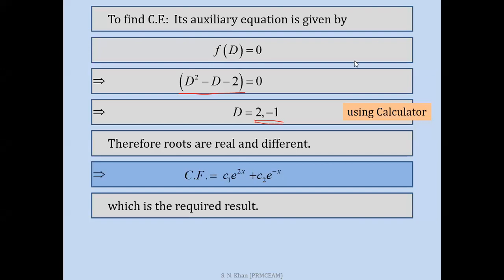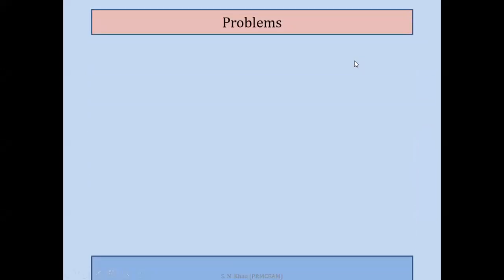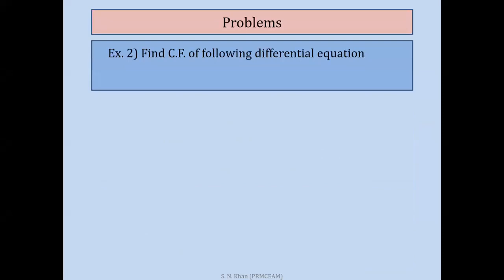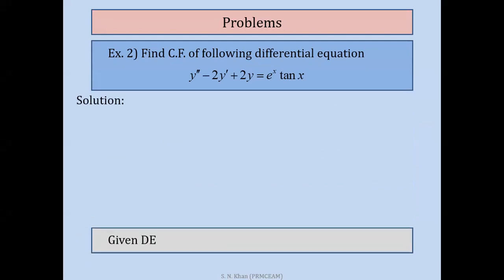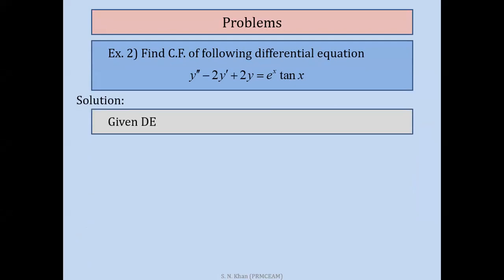Okay. So moving to the next problem. Find CF of the following differential equation: y double dash minus twice y dash plus twice y equal to e to the power x tan x. As usual, we will start with the given differential equation, which is y double dash minus twice y dash plus twice y equal to e to the power x tan x.